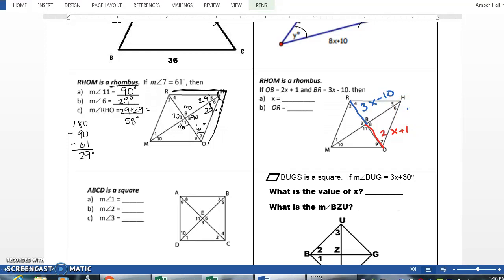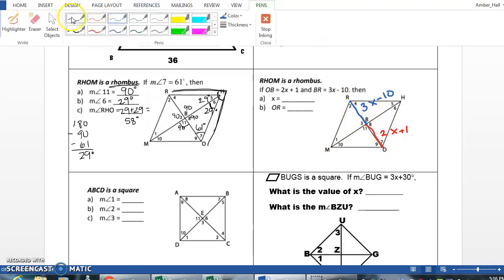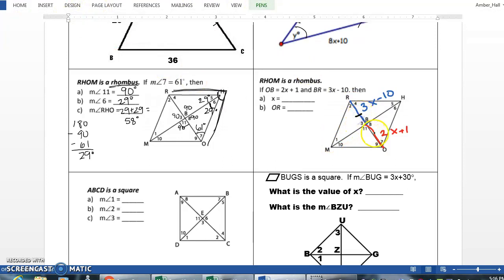Well, a rhombus is a parallelogram, and in our rules for parallelograms, we know that the diagonals bisect each other. So this one bisects that one, which means that these two halves are going to be congruent, because bisect means cut in half. So if I know that they're congruent, in order to solve for x, I can make my equation, which is simply 3x minus 10 equals 2x plus 1. Solve for x. Subtract 2x from both sides. X minus 10 equals 1. Add 10 to both sides, and x equals 11.